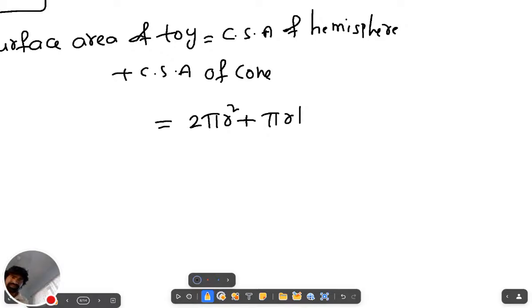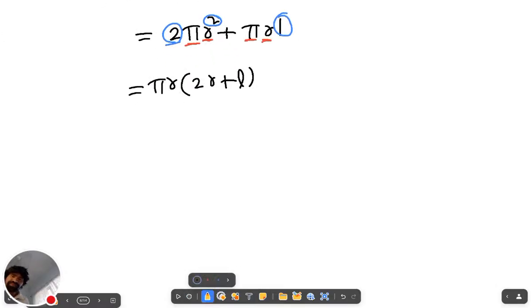So here we can take pi common and one r common. Now we will have 2r inside the bracket, and if you take pi and r common, inside the bracket we will have L. So let's apply these values. Pi value 22/7, r value radius 7, 2r, 2 times radius is 14, and L value we just got is 25. Here 7 gets cancelled.